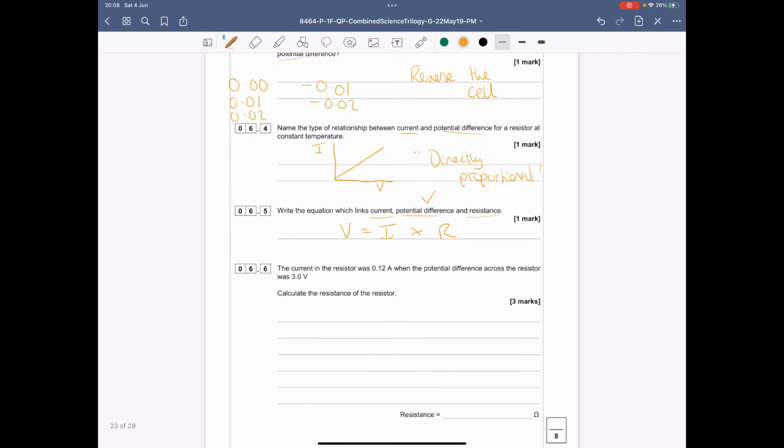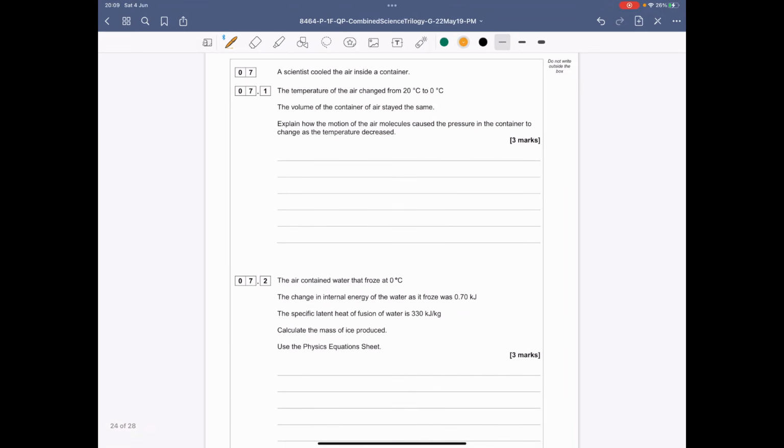The current in the resistor was 0.12 amps when the potential difference was 3 volts. Calculate the resistance. So if you put that into a triangle, V equals I times R. So R is voltage divided by current. Your voltage is 3, your current is 0.12. So if you reverse that and divide it, it would give you a resistance of 25 ohms.